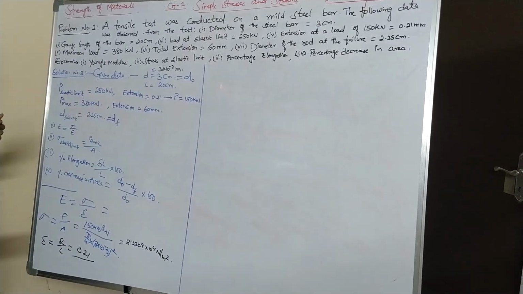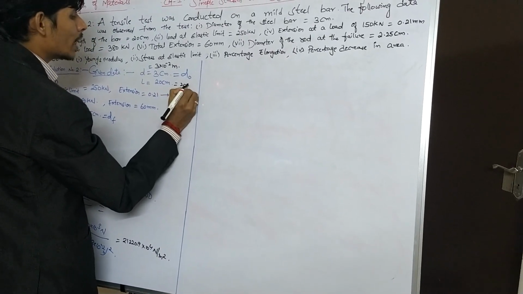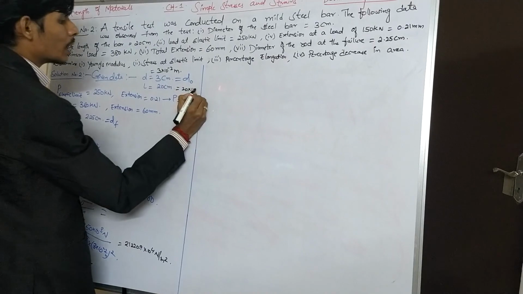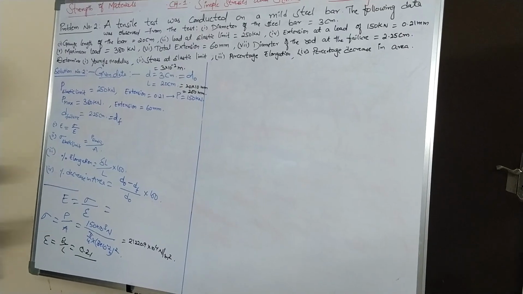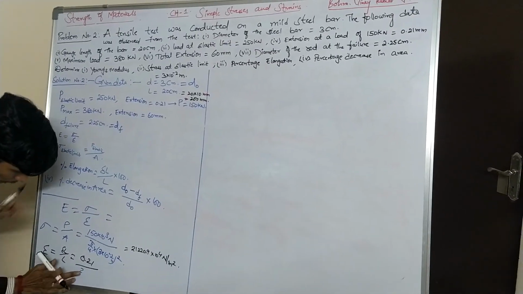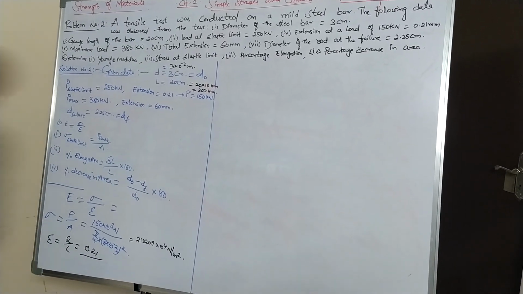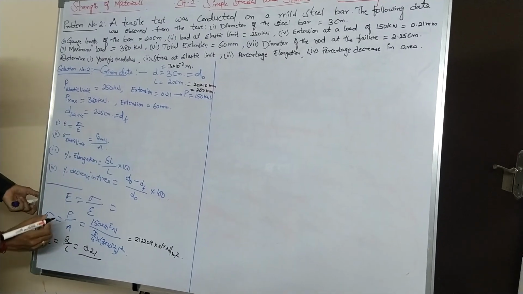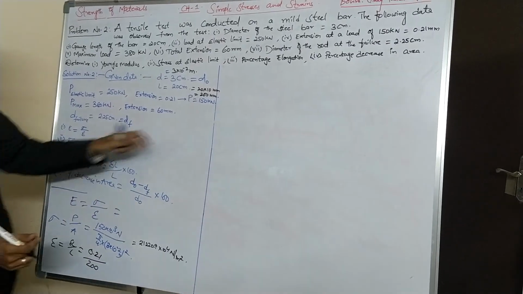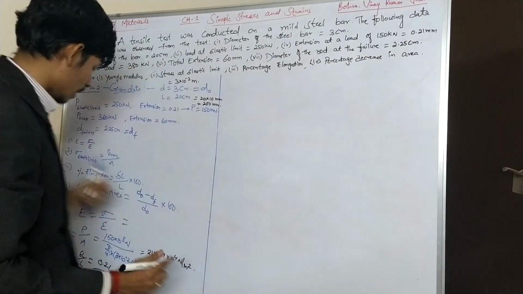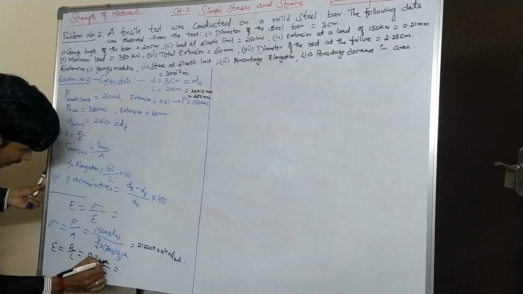Original length is nothing but your gauge length. So gauge length is how much? 20 centimeter. So convert this 20 centimeter in millimeter. So 20 into 10, 1 centimeter equal to 10 millimeter. So that is 200 millimeter. Substitute that, how much are you getting? 200 millimeter. So units will be same. Every time, see, for calculation also, here he has given millimeter and here also millimeter. So units get cancelled.